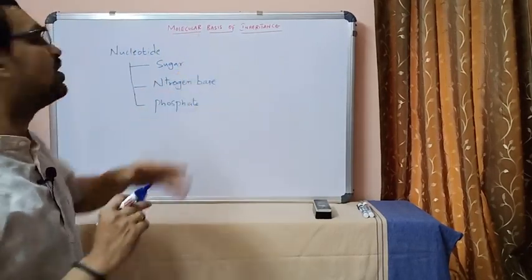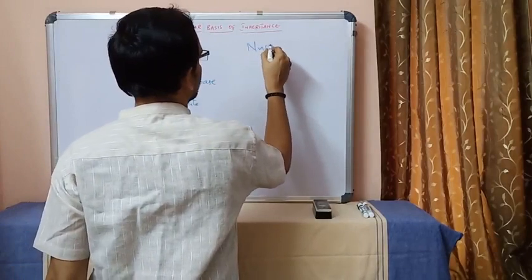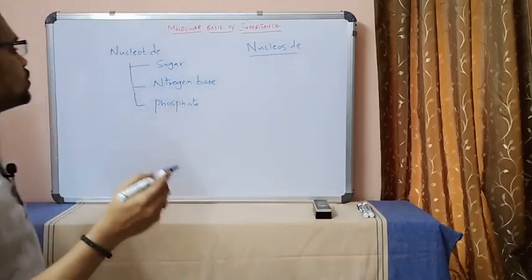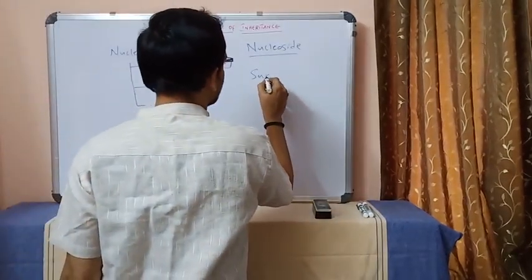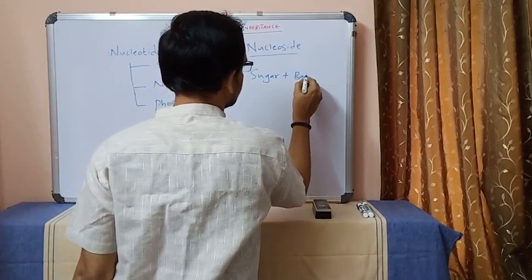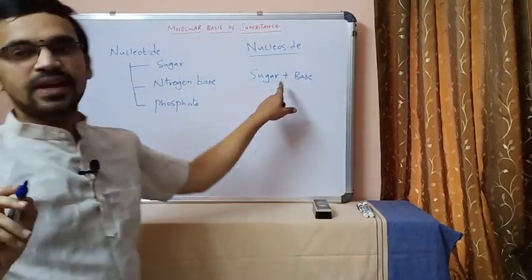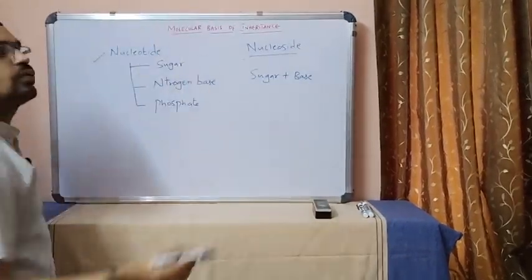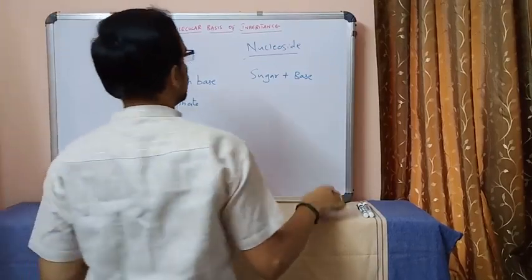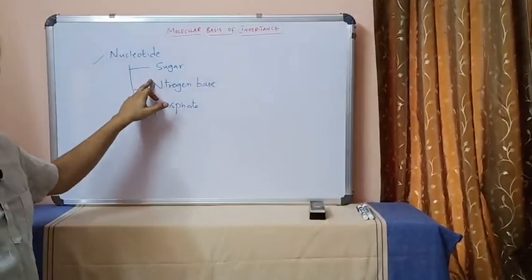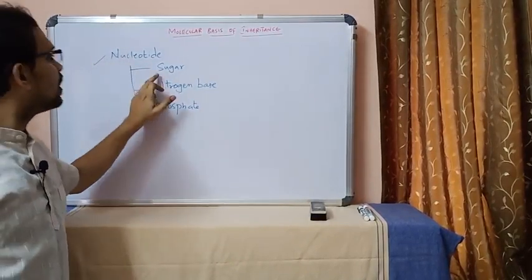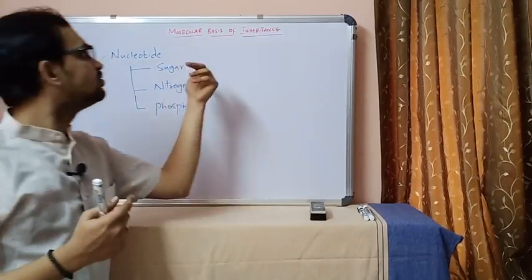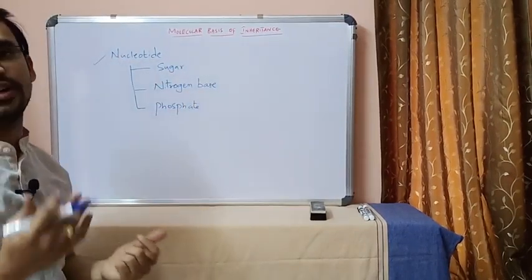Then what is nucleoside? Nucleoside is also there. Nucleoside is nothing but sugar and base. Sugar and base can be collectively called nucleoside. Here we are not going to discuss nucleoside, we are going to discuss nucleotide in detail. So nucleotide has three components: sugar, nitrogen base, phosphate.